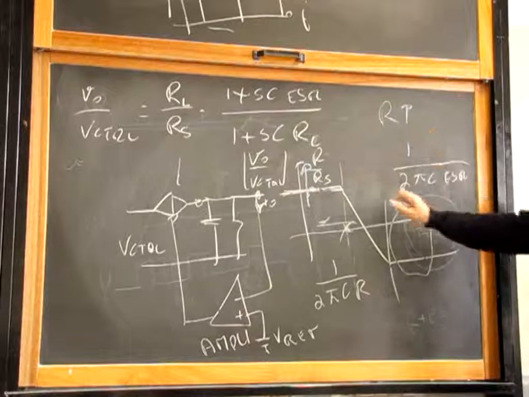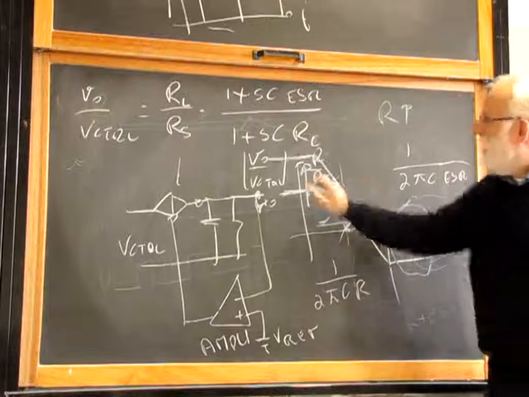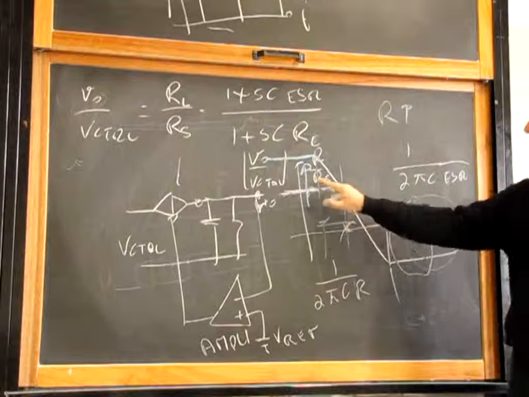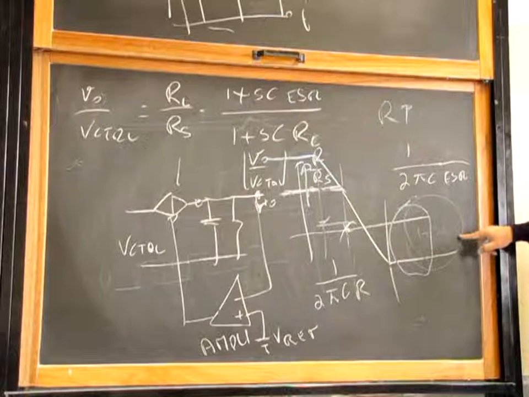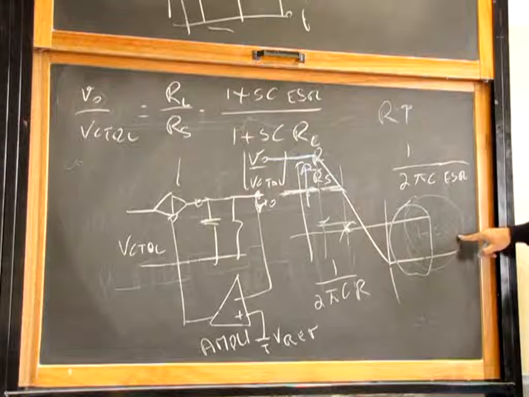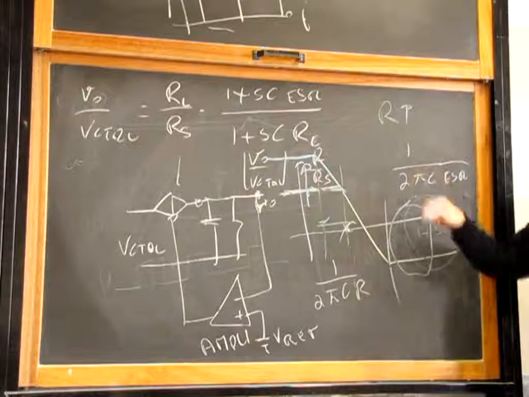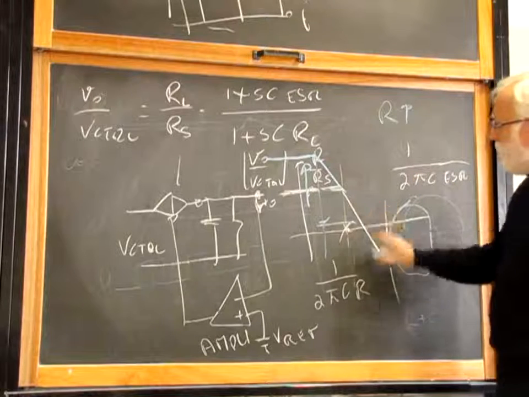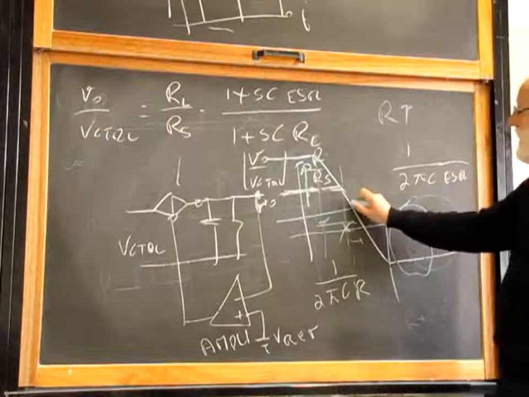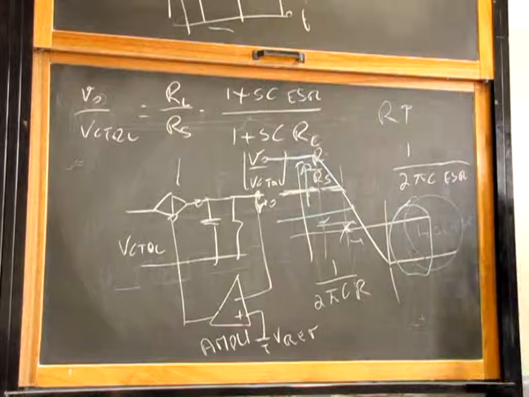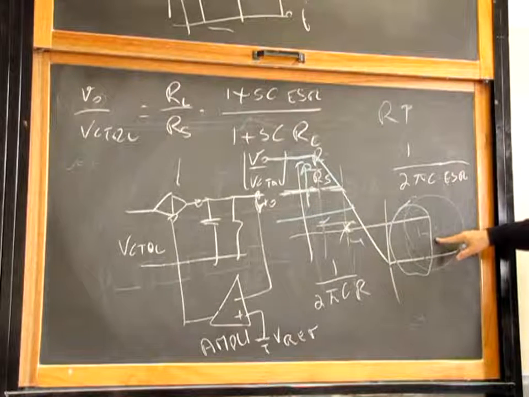So if R increases, what I get is something like this. Pole goes down, gain goes up, but at high frequency, nothing changes. And if R comes down, the pole frequency goes up, the gain goes down, and I have, for example, this condition. But once more, the high frequency behavior stays the same.